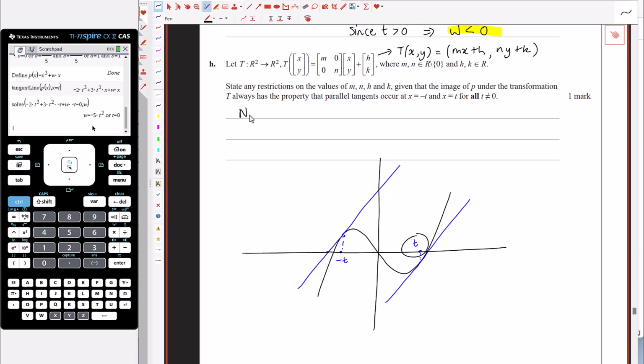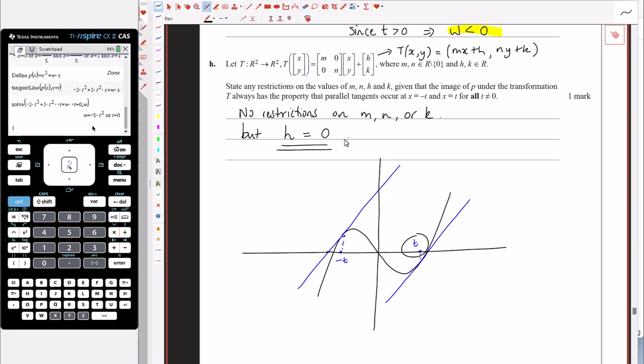So no restrictions on m, n, or k. The properties will still hold then. But h must be 0. Okay, so that's the only restriction. We can't translate left or right. Everything else, the property would still hold true.